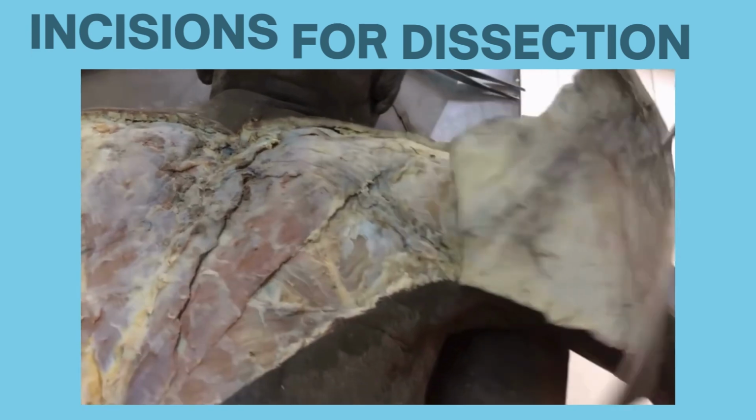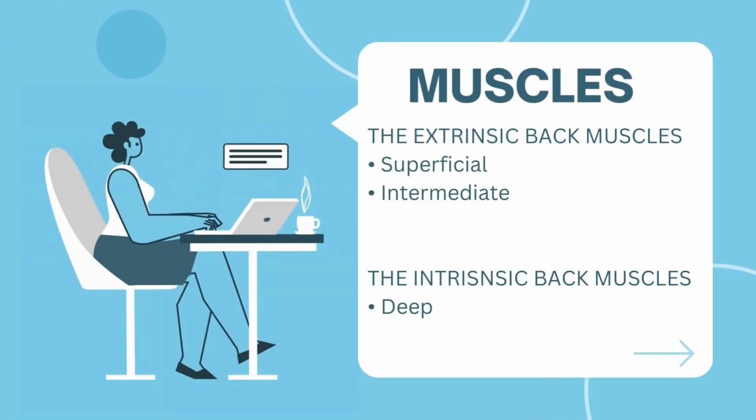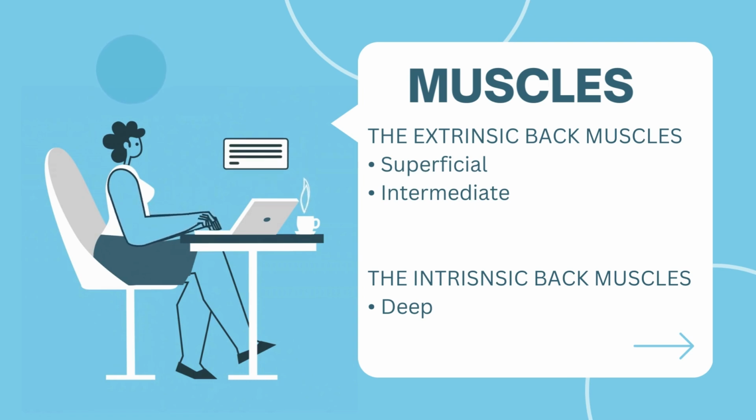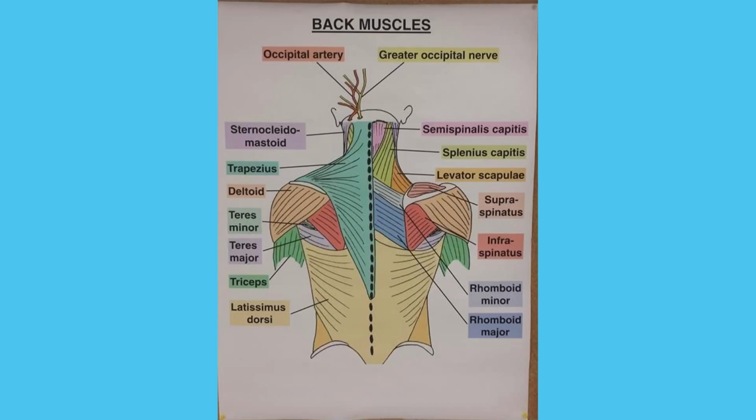The muscles are divided into two groups. The extrinsic includes superficial and intermediate, whereas intrinsic includes the deep. Now let us have a look at the extrinsic muscles.